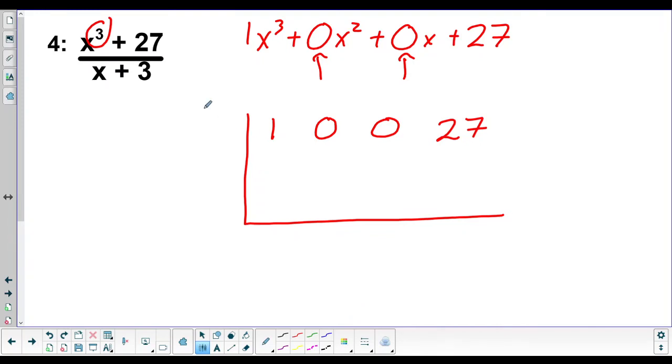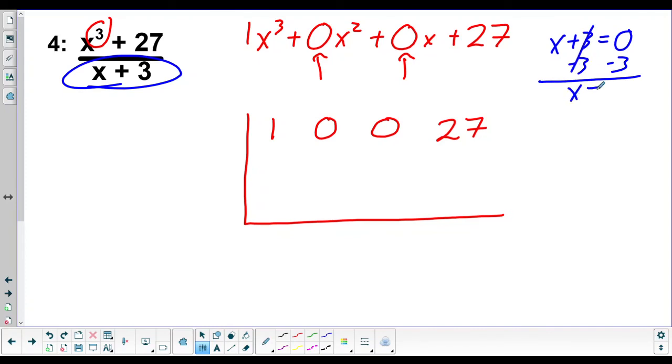All right, now we need to solve this thing for x when we set it equal to 0. X plus 3 equals 0, minus 3. X equals 3. So we put the 3 on the outside. Drop it like it's hot. I said it one more time. All right. 1 times 3 is 3. 0 plus 3 is 3. 3 times 3 is 9. 0 plus 9 is 9. 3 times 9 is 27.